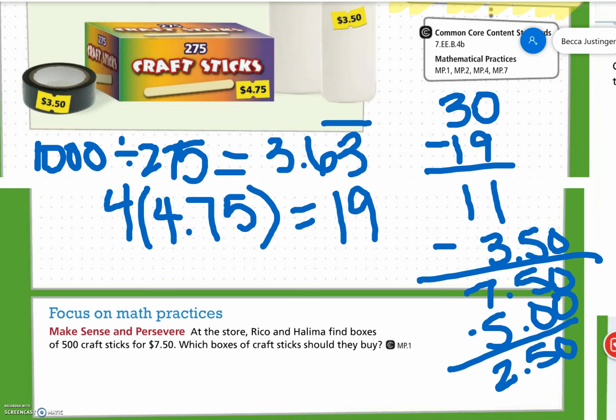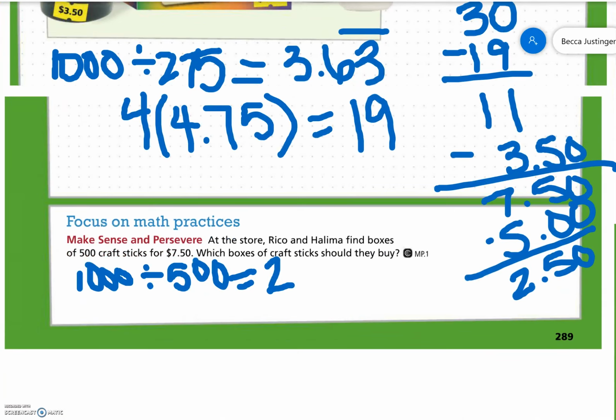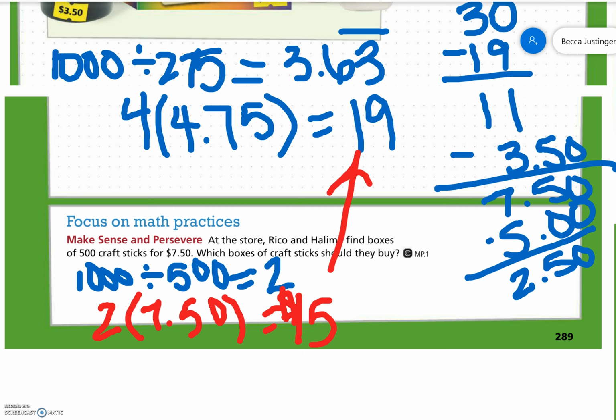Focus on math practices. At the store, Rico and Halima find boxes of 500 craft sticks for $7.50. Which boxes of craft sticks should they buy? Well, if we only need 1,000 craft sticks and we divide by 500, that gives us 2 boxes. We're not going to have any leftovers, so we're not going to waste any. And each box is $7.50, which gives us a total of $15, which is cheaper than the $19 from above. So they should buy the boxes with 500 sticks.